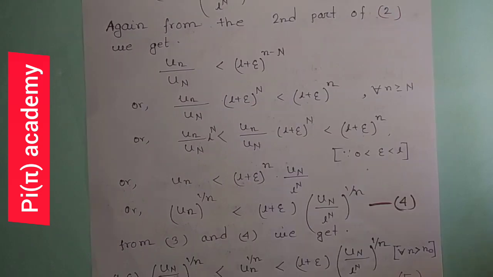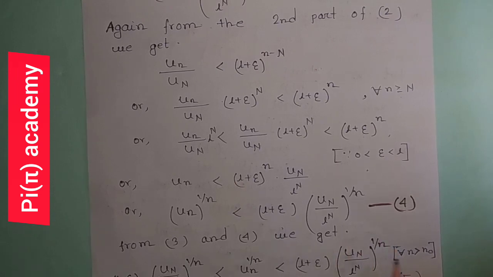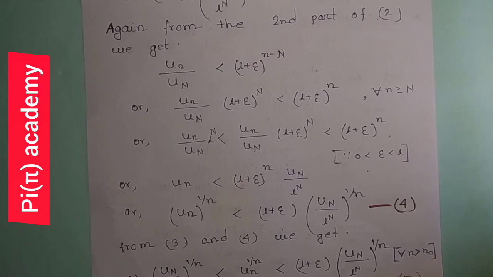Now from equation 3 and equation 4 we get L minus epsilon times u_N by L to the power n, whole to the power 1 by n, less than this and less than this, for all n greater than n naught, where n naught is greater or equal to small m.